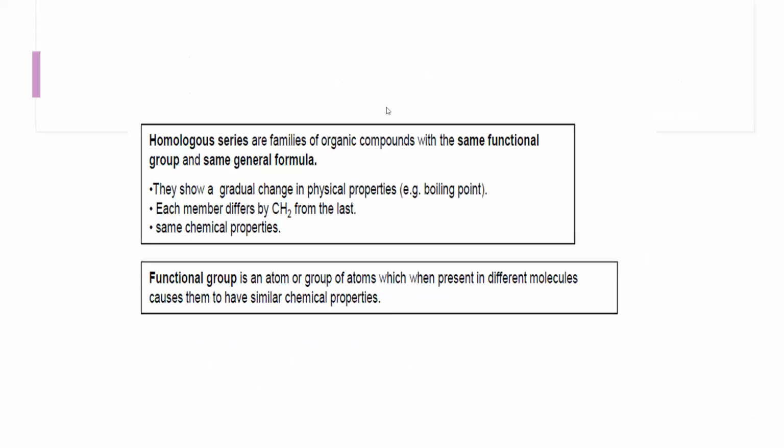Then what is a homologous series? A homologous series is a series in which each molecule differs by CH2, physical properties gradually change, chemical properties are the same, and they have the same functional group. What is the meaning of functional group? The term functional group means an atom or group of atoms present in different molecules which give them similar chemical properties. The atom or group of atoms which totally changes the property of the molecule, we call a functional group.